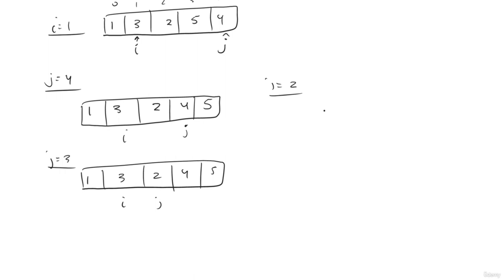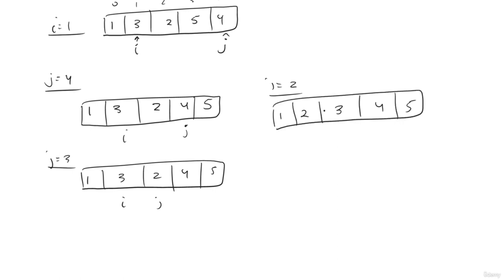And that is the case. These are out of order right here. And then we swap them, and then we're left with A with 1, 2, 3, 4, and 5. And this array is already in sorted order, and so there's really no need to carry on, even though the algorithm would carry on, unless you wrote something to stop it.